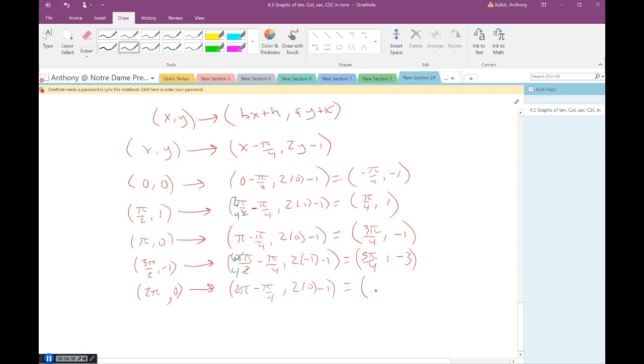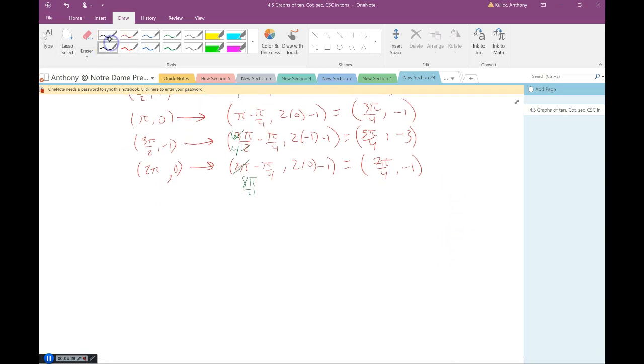And the last one is 2 pi minus pi over 4. Well, 2 pi is really the same thing as 8 pi over 4. So when I subtract this, I get 7 pi over 4, negative 1. Everybody happy with how I got those key points? Cool. Let's graph this thing now.